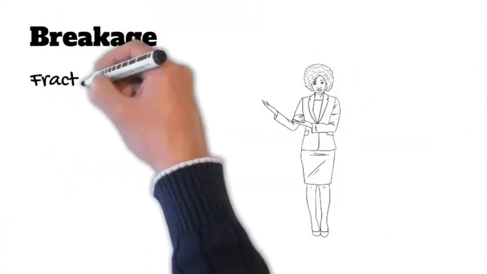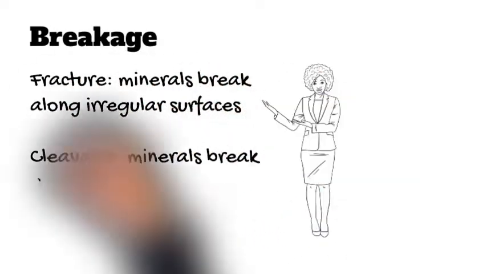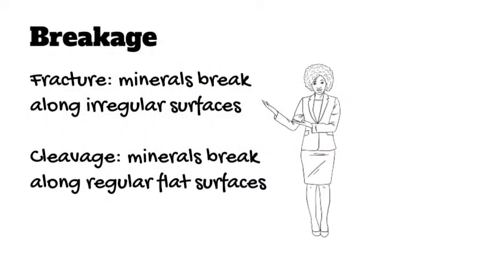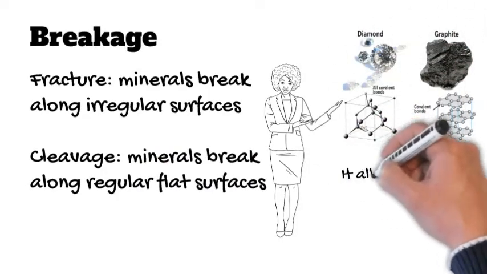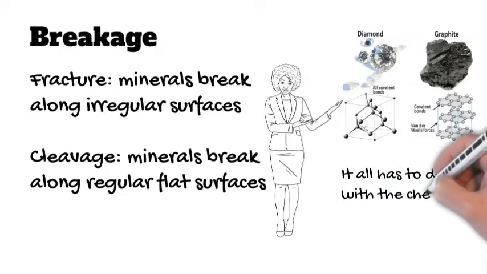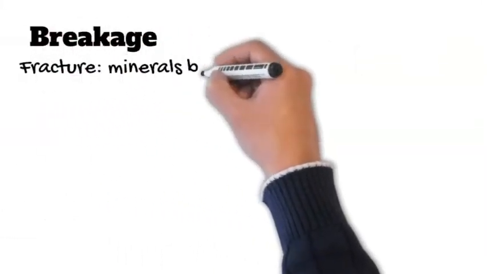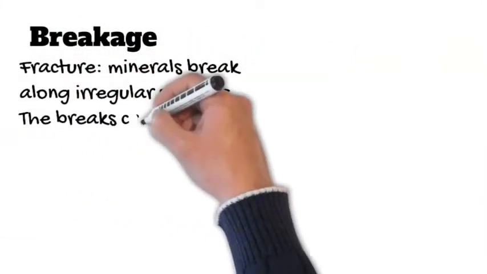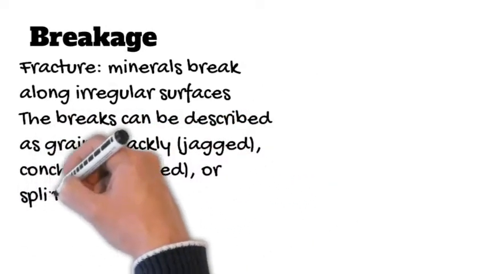Minerals also break. Fracture is how the mineral breaks along an irregular surface, where cleavage breaks along regular flat surfaces. It's based on their crystal composition and structure. Breaks can be described as grainy, hackly, jagged, or conchoidal.